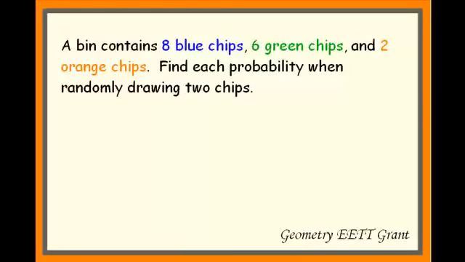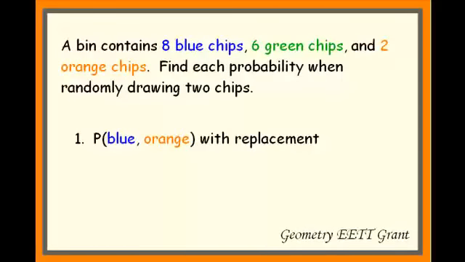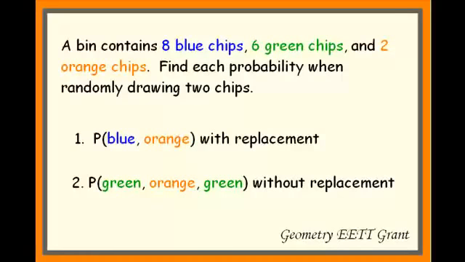Now let's try that similar setup again about replacement and non-replacement. So our problem this time is a bin contains 8 blue chips, 6 green chips, and 2 orange chips. Find each probability when randomly drawing 2 chips. Well, on problem 1, we're going to find the probability of blue then orange, and we are going to replace the chips. So we look at them and we put them right back in the bin for the next drawing. On problem number 2, we're going to do the probability of green, then orange, then green without replacement.